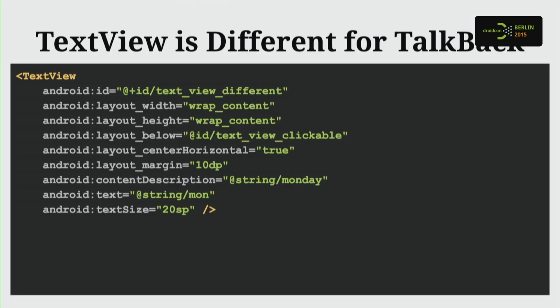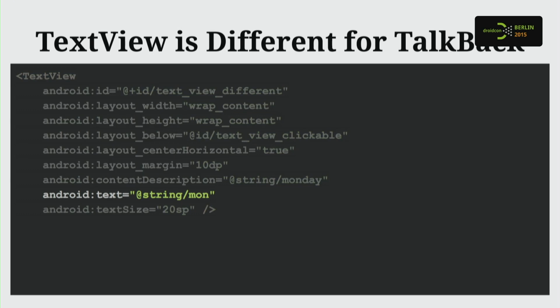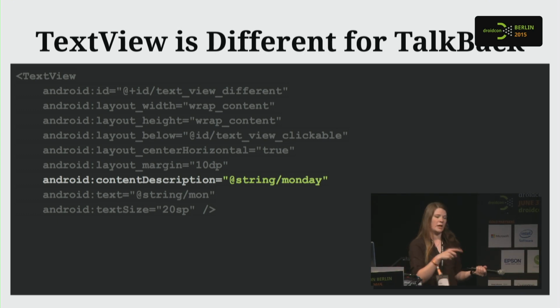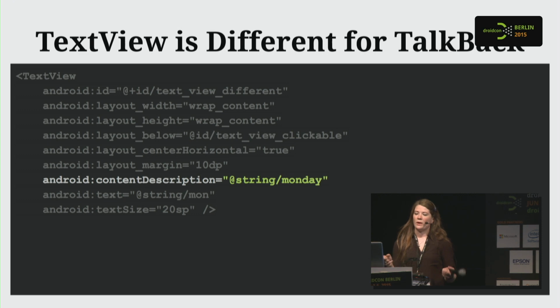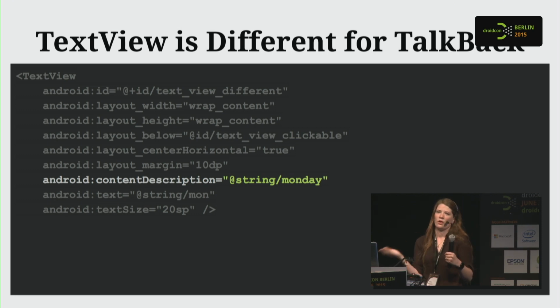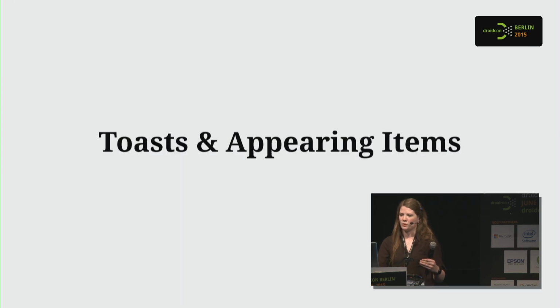Here's my text view for this Monday. I set my string to MON and my content description to Monday. So it will still display the right text to your visual users, but then your vision impaired users will hear something different. Otherwise, text view default just reads out the text that's set to display to visual users.